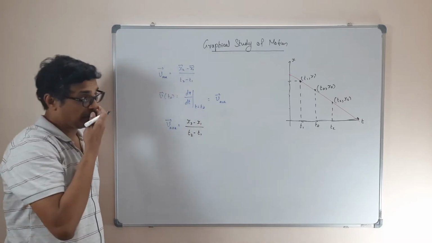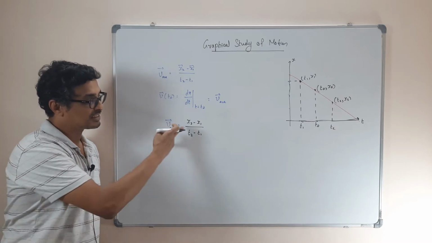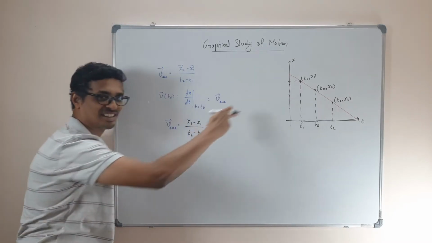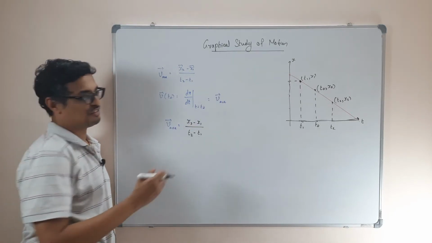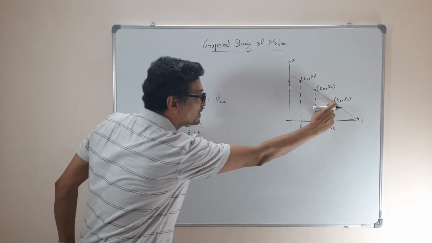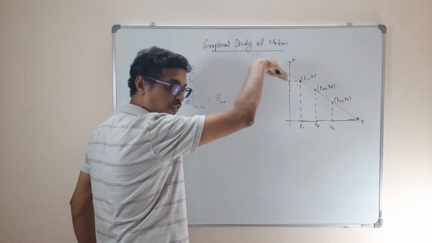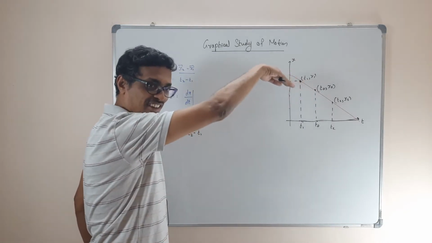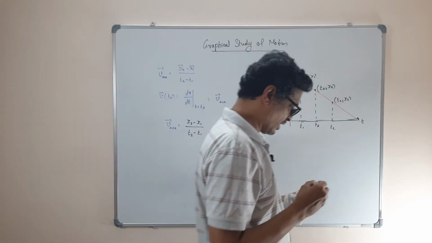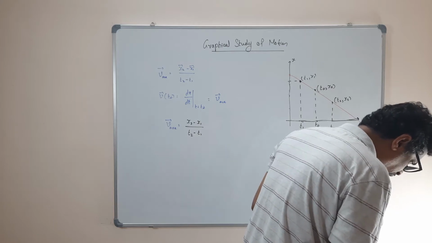Now you tell me which is greater, X2 or X1? X1 is greater. So what will the sign of this be? Negative. Okay, so this velocity is what? Negative velocity. When we wrote above, that was a positive velocity. Here this quantity is negative because X2 is smaller than X1. So this will be a negative velocity, what you call a negative slope. If you find the slope also, it will come out negative. So this is a negative velocity, in the opposite direction.